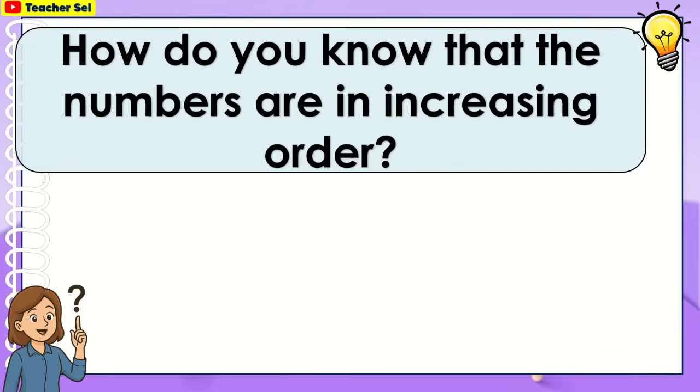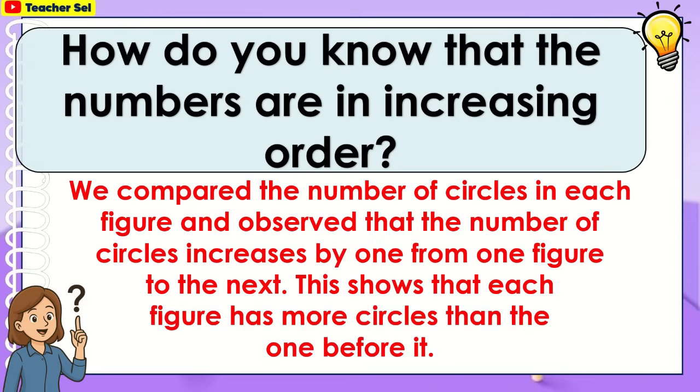How do you know that the numbers are in increasing order? We compare the number of circles in each figure and observe that the number of circles increases by 1 from one figure to the next. This shows that each figure has more circles than the one before it.